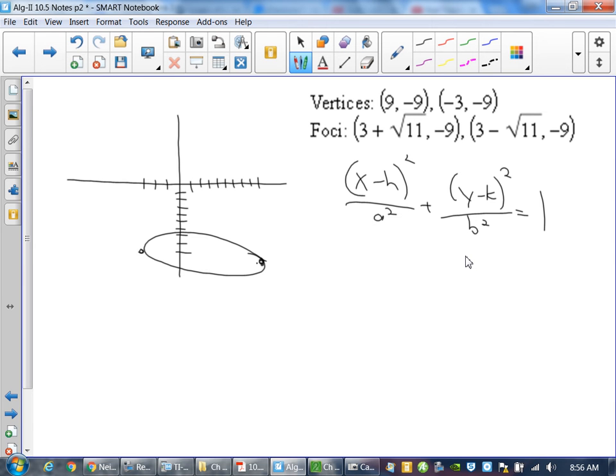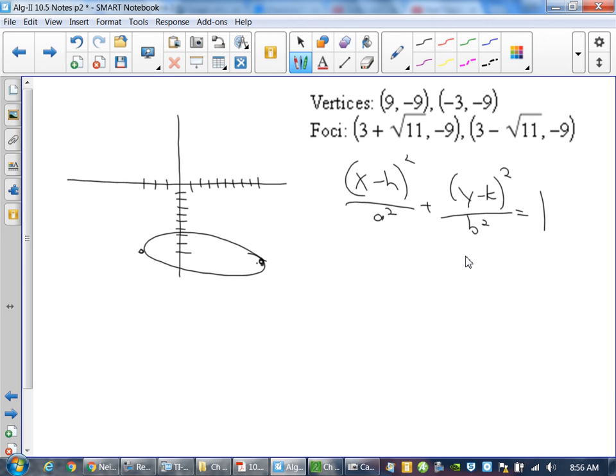Yes, sir? Isn't that a hyperbola? It said in the problem it's an ellipse. Which one are you doing? They all. 3, 4, 7. I don't remember. Sure. Okay.